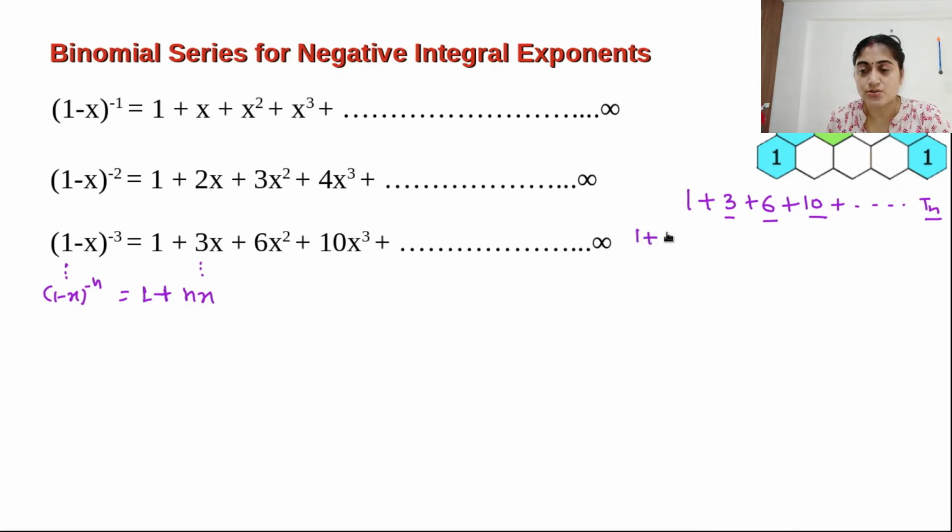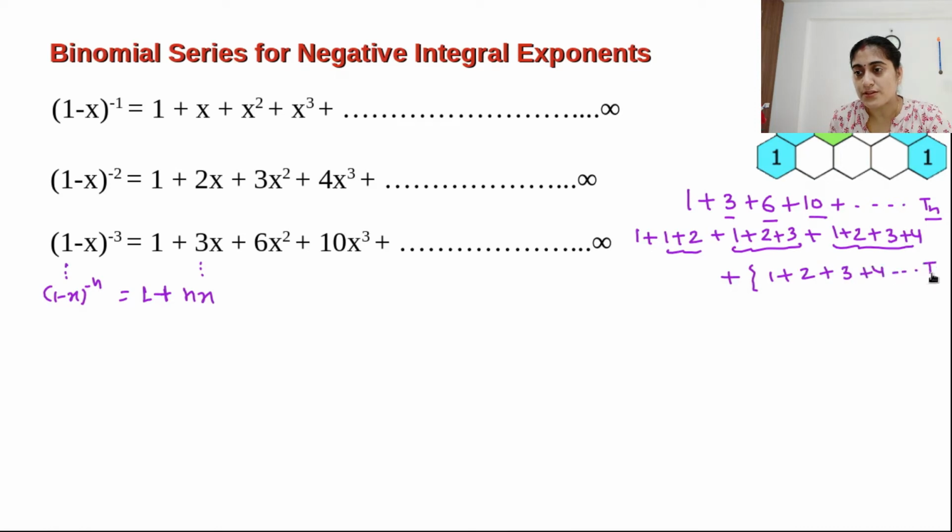If I expand it, this is 1, 3 I can write as 1 plus 2, and 6 I can write as 1 plus 2 plus 3. Like that I can write. And for 10 I can write 1 plus 2 plus 3 plus 4, like this. So if I see the pattern, the nth term will look like 1 plus 2 plus 3 plus 4 plus up to n. This is a simple arithmetic series, so the nth term will be the summation of this, up to n.